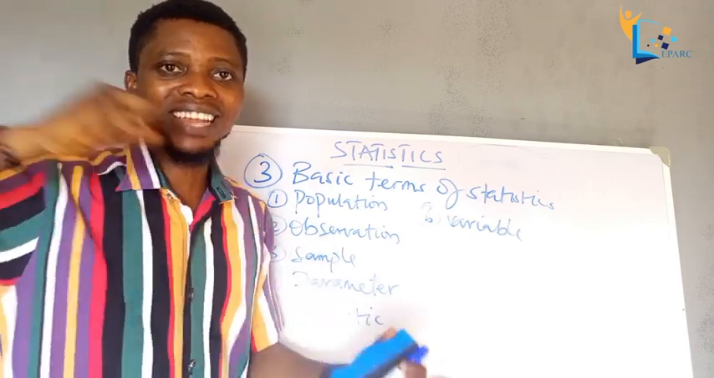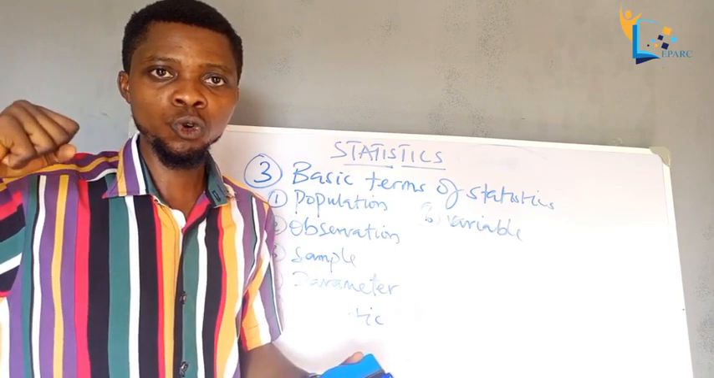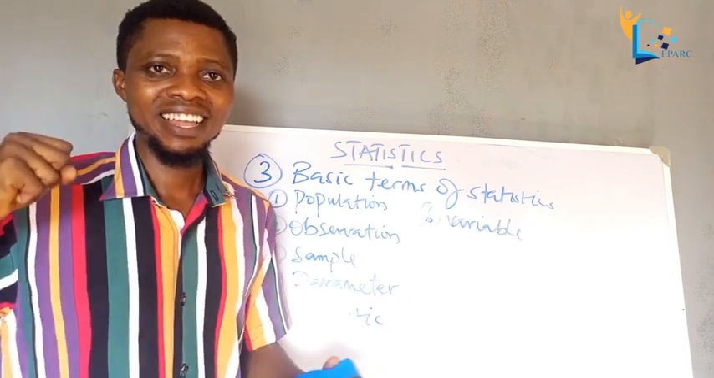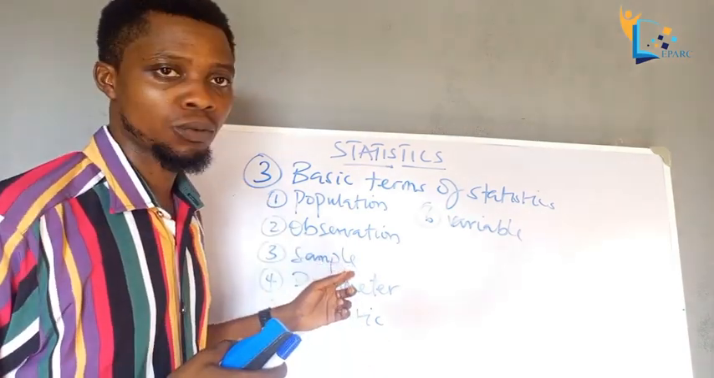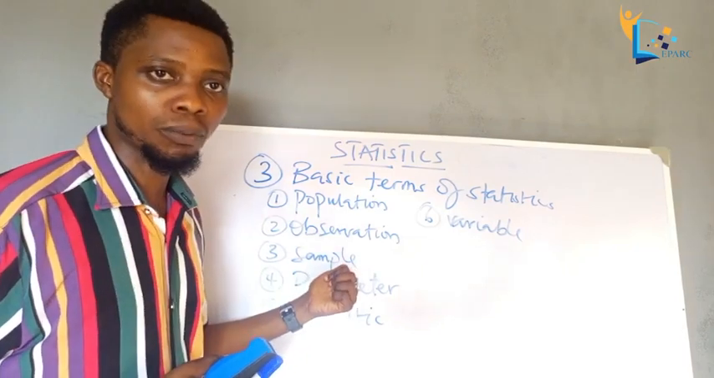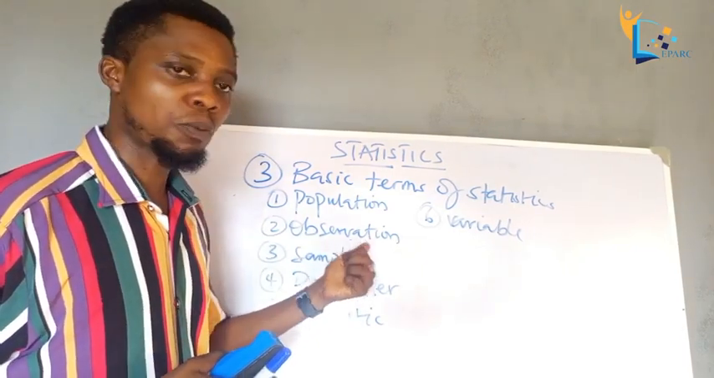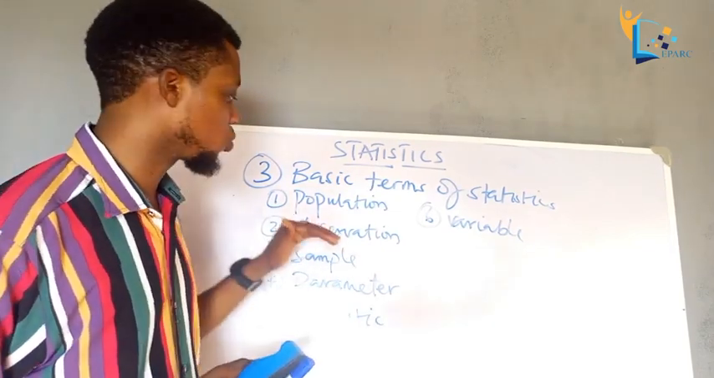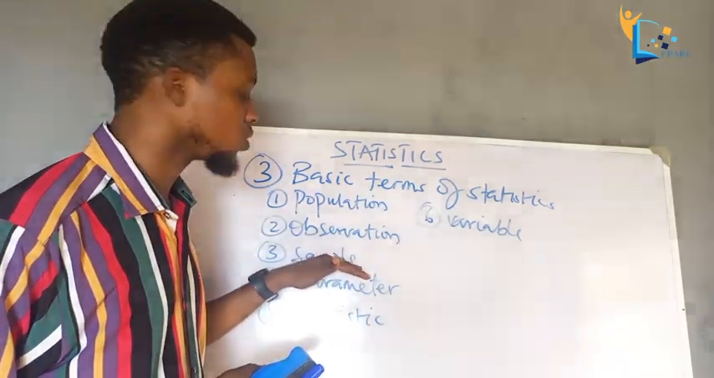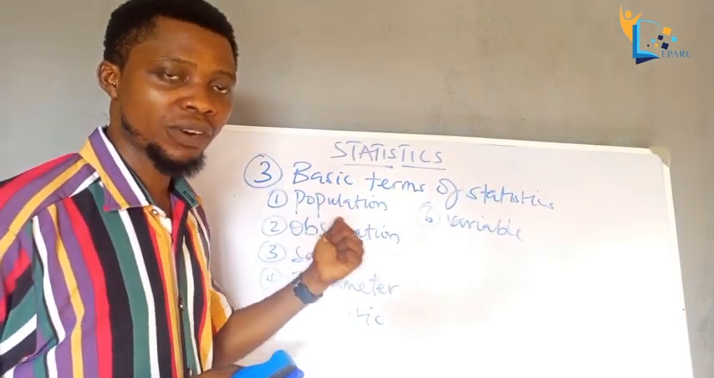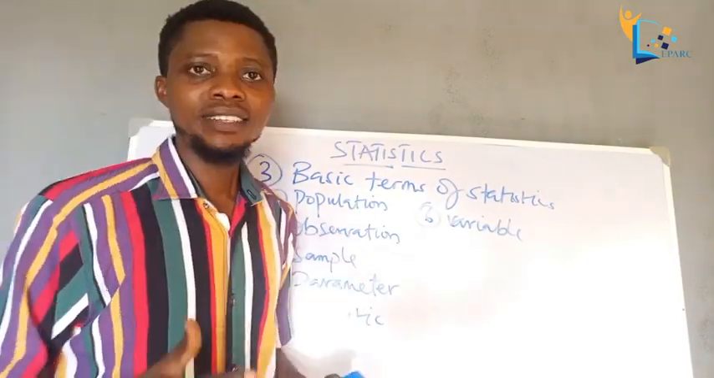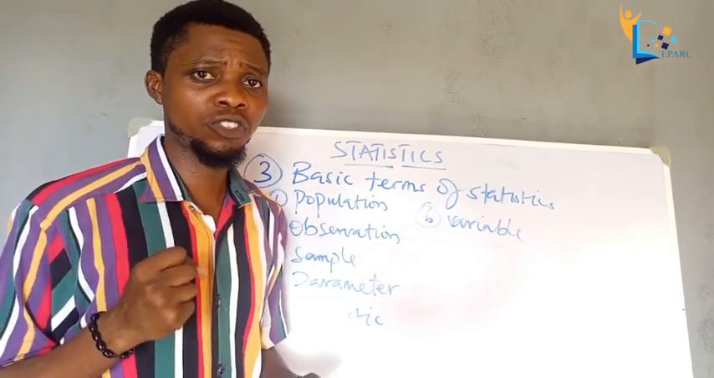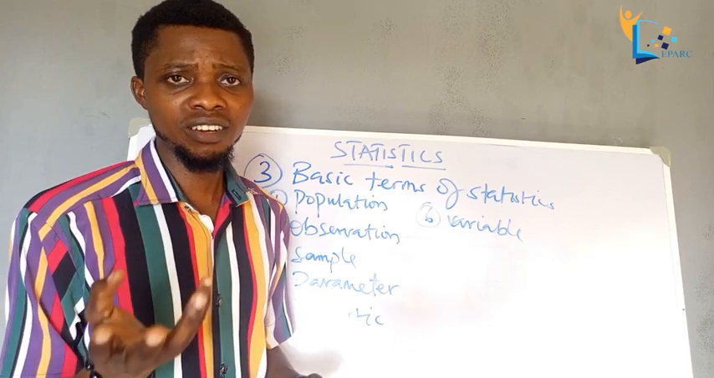Now, when I take 10 out of them to investigate, that 10 is known as the sample. So the sample is representing the population. Whatever analysis or investigation I'm going to undertake on the sample will represent the population. Okay? Now, parameters. Parameters are the quantities computed from the population to describe its characteristics.